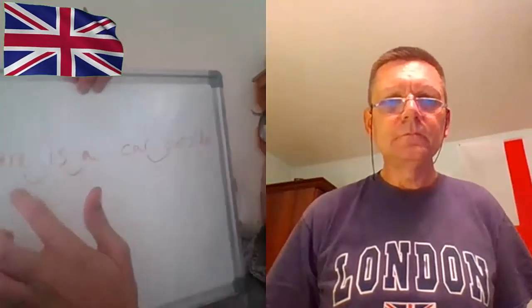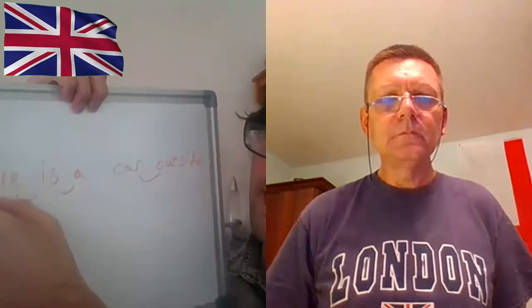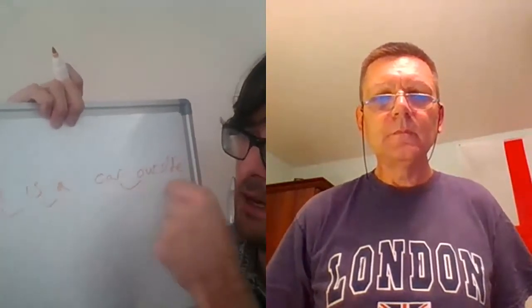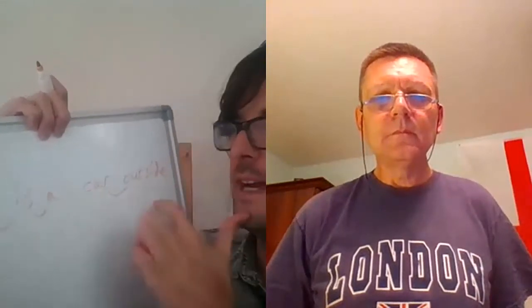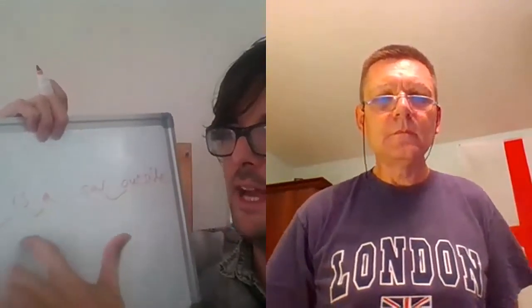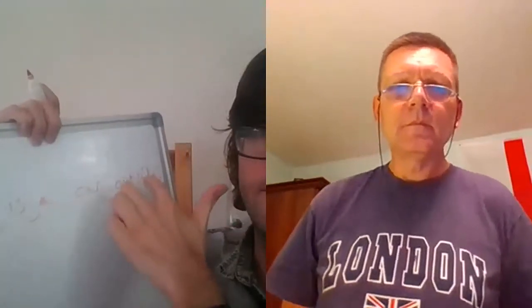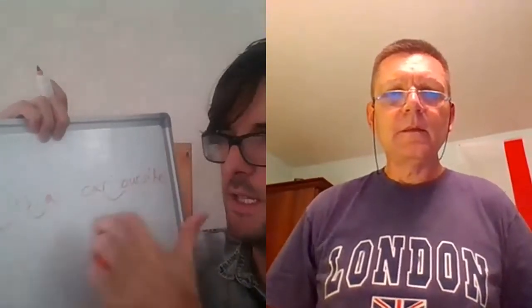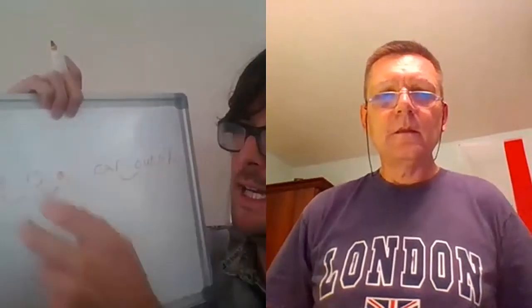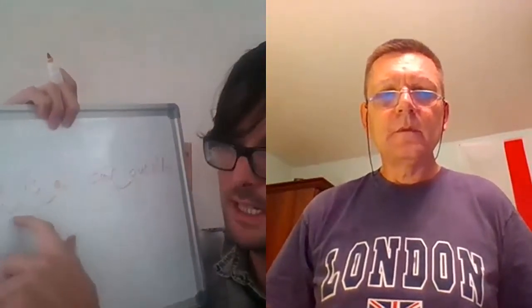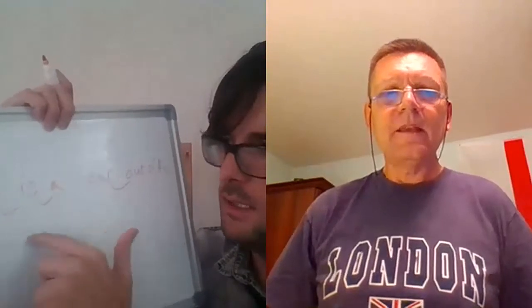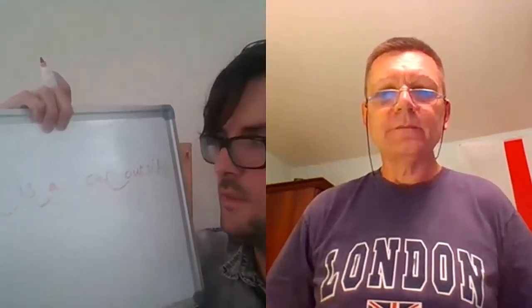So, there is a car outside, okay? If I say these individually, there is a car outside. But if we say that quickly, it's there is a car outside, okay? There is a car outside. So try to link the words together. There's a little link here. There is. There is a car outside.